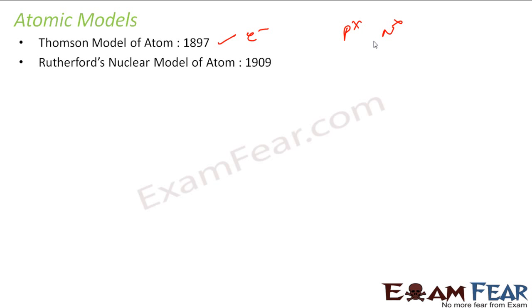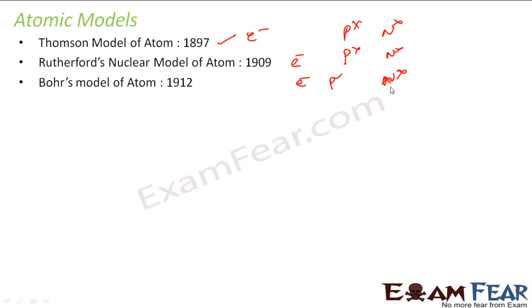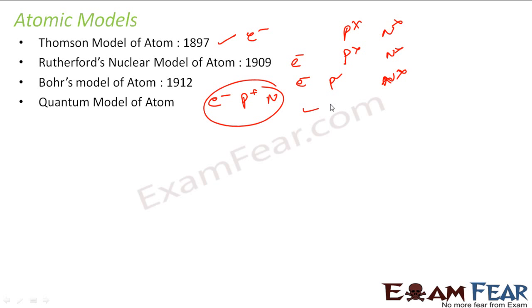Then we have the Rutherford nuclear model, where again electrons were there, along with protons, but neutrons were not there for sure. Then we have Bohr's model, where we have electrons and protons, but neutrons were not there. And then we had the quantum model, where we had electrons, protons, and neutrons. Everything was there, right? So we'll discuss all these models one by one.